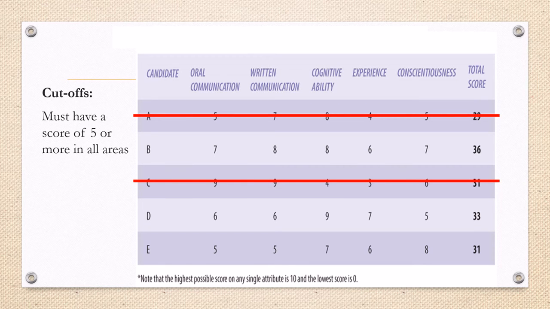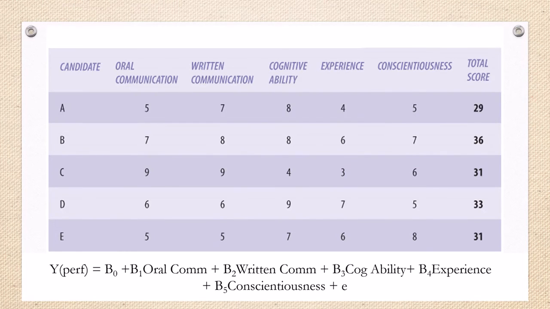Now look at person C, who when we first looked at it, has the two highest scores on oral and written communication, yet was low in these other areas. Here, that person is eliminated from the selection process.